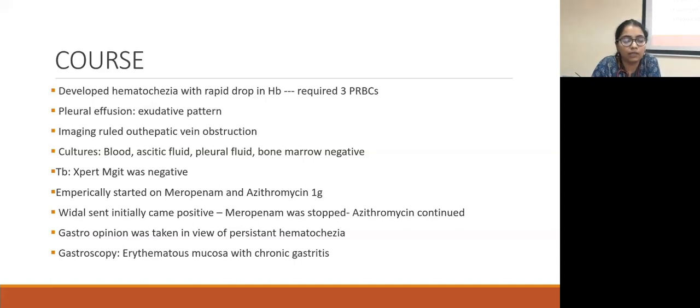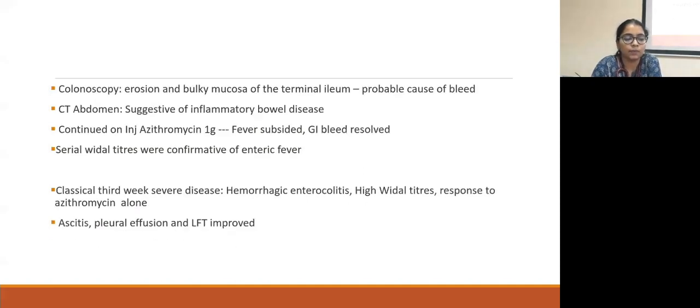Gastroscopy showed an erythematous mucosa with chronic gastritis. Colonoscopy showed erosions and bulky mucosa of the terminal ileum, and probably that was the cause of the hematochezia that the patient was presenting with. CT abdomen suggested inflammatory bowel disease. We continued the patient on injection azithro 1 gram.